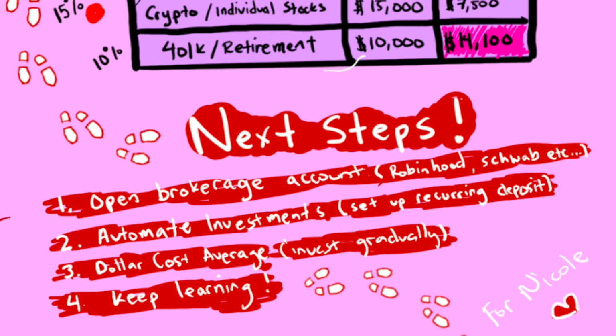Step number 3, dollar cost average. You might be tempted to throw all of your money all at once into an index fund. It's not the worst idea, but there's a better idea. The better idea is to invest gradually. And step 4, of course, is just keep learning. There's so many finance videos out there. I recommend you watch almost none of them and just find someone that you trust and like and dive deeper in small chunks into how they think and how they approach finance.